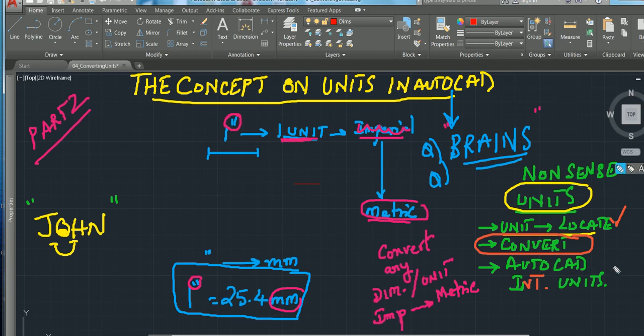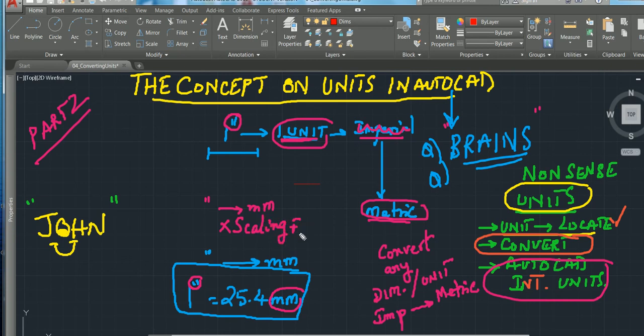So I think this concept is also clear, how AutoCAD interprets units. He doesn't care if it's imperial or metric. He just looks at it as units. Only for us, we have to do this conversion. Whenever we convert from inches to millimeters, we have to apply something called the scaling factor. So what is the scaling factor?